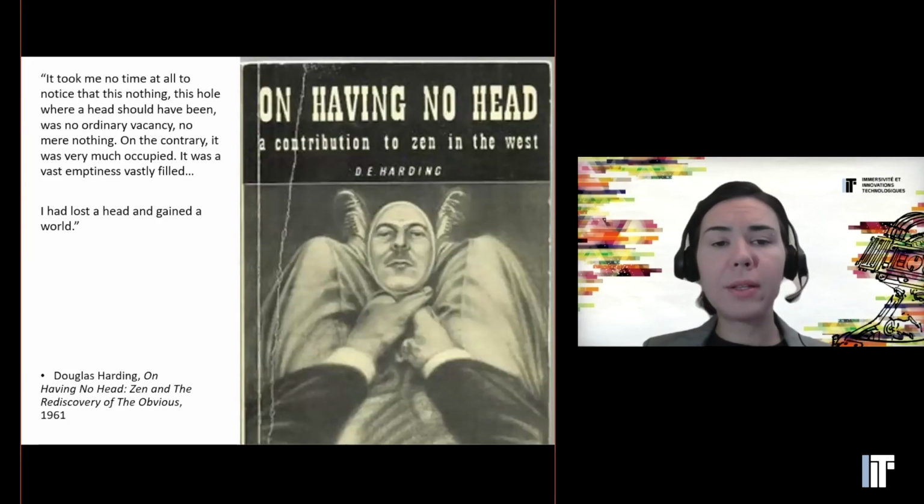In this book, Harding describes his realization that he had no head, an insight accompanied by the sensation of an infinitely extending present moment, which erased the concepts of past and present. Harding writes, quote, "It took me no time at all to notice that this nothing, this hole where a head should have been, was no ordinary vacancy, no mere nothing. On the contrary, it was very much occupied. It was a vast emptiness, vastly filled, a nothing that found room for everything, room for grass, trees, shadowy distant hills, and far above them snow peaks, like a row of angular clouds riding the blue sky. I had lost a head and gained the world."